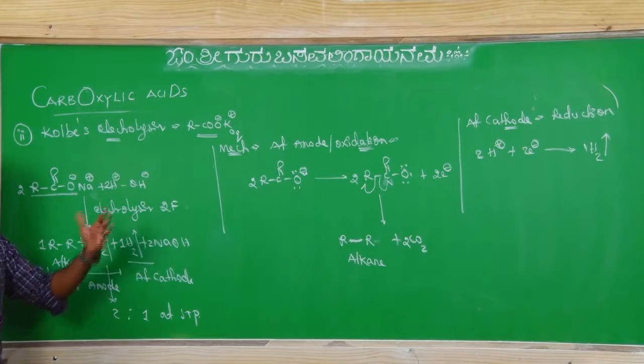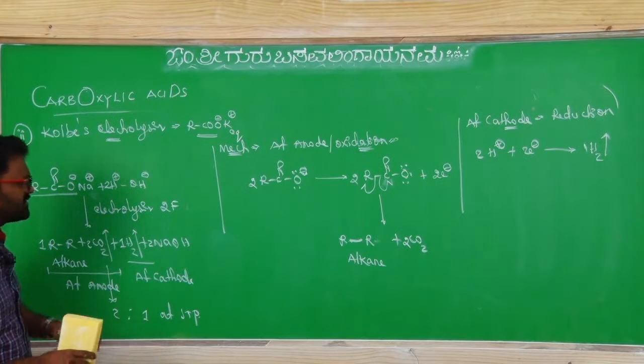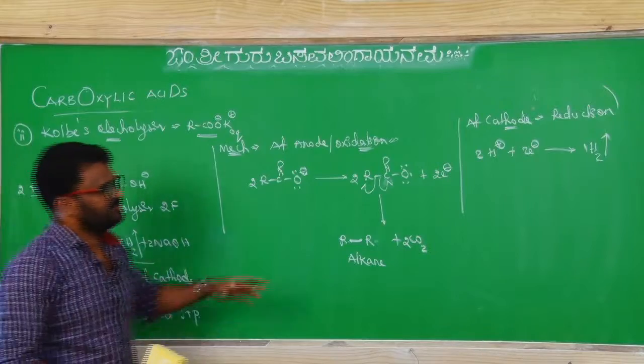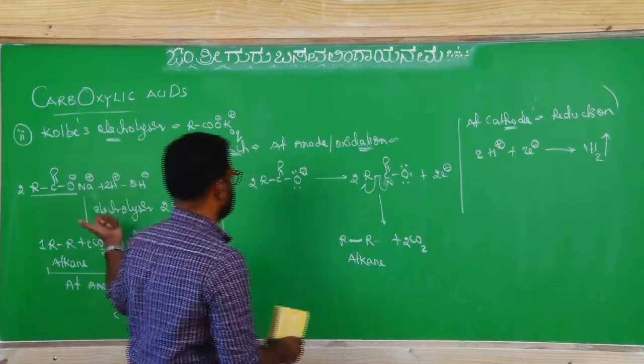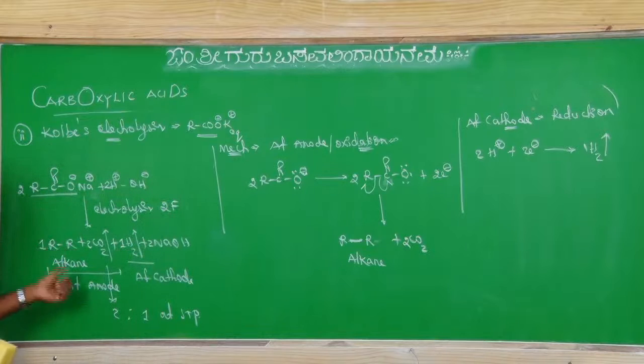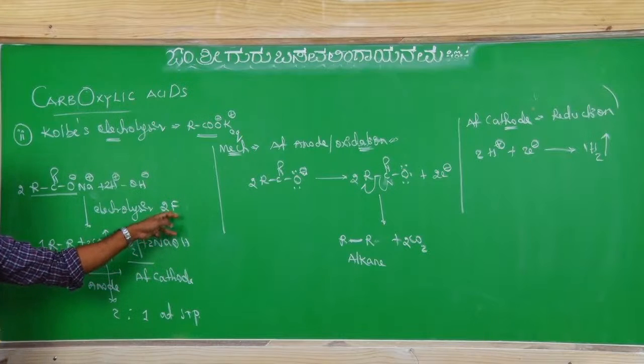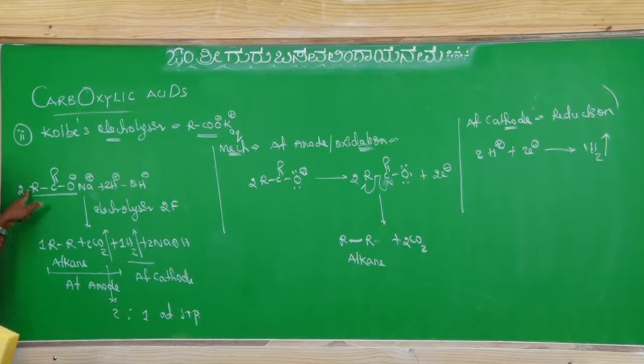Based on this you can expect numericals with electrochemistry and organic reactions. So at the cathode there will be reduction, at the anode there will be oxidation. If you pass 2 Faraday current, this is the amount of alkane you will get. If I pass only 1 Faraday, then you will get half mole of alkane, 1 mole of carbon dioxide, and half mole of H2.